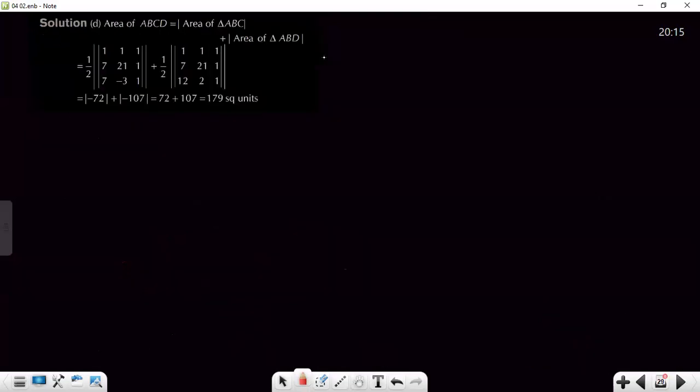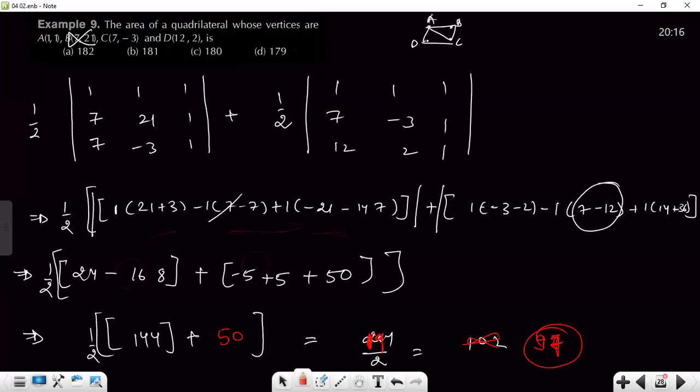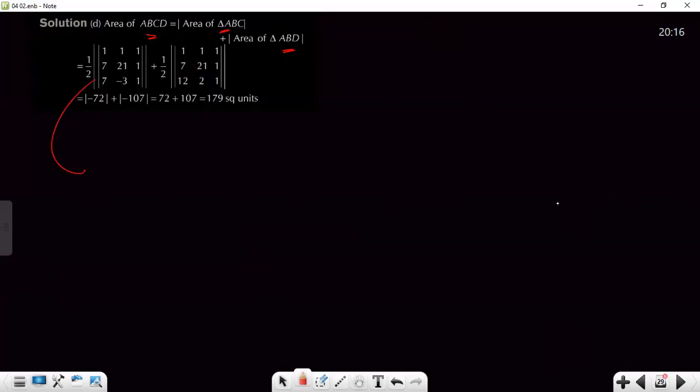Let us check why. Area of triangle ABC, area of triangle ABC. We have done the same. Let's check it from here. Was our matrix correct? Yes, the matrix was correct. First matrix. The second one was incorrect. So they have done it incorrectly.